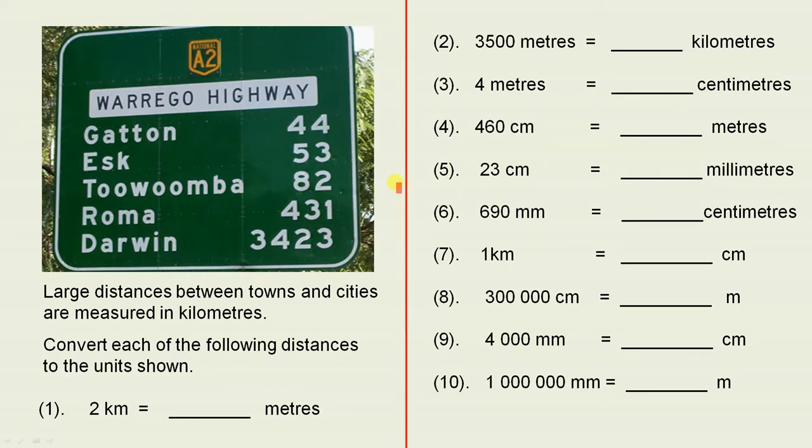Large distances between towns and cities are measured in kilometres. So you can see here, it tells you from this particular place, wherever this place is on the highway, the distance to all these towns is shown in kilometres.